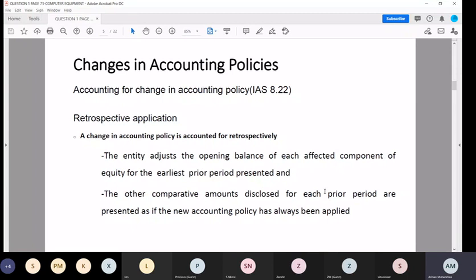Change in accounting policy should be accounted for retrospectively. What does that mean? It means that if the change is happening in 2020 and you have information for 2019 and 2018, you must go back and apply the new change or the new policy as if in the previous years you were using that policy. That's what retrospectively means.